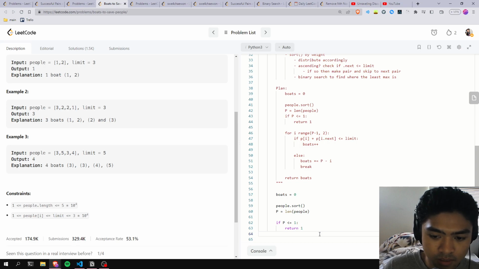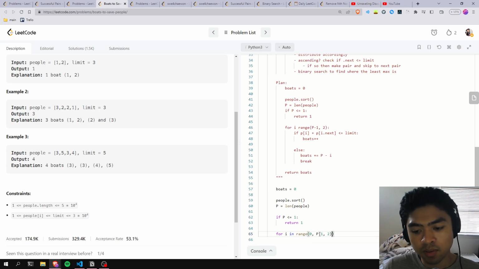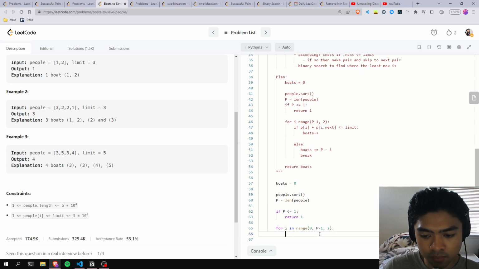Okay, makes sense. So else, we go through a for loop: for i in range all the way up to p minus 1, starting at 0, incremented by 2 every time because they're pairs, right?